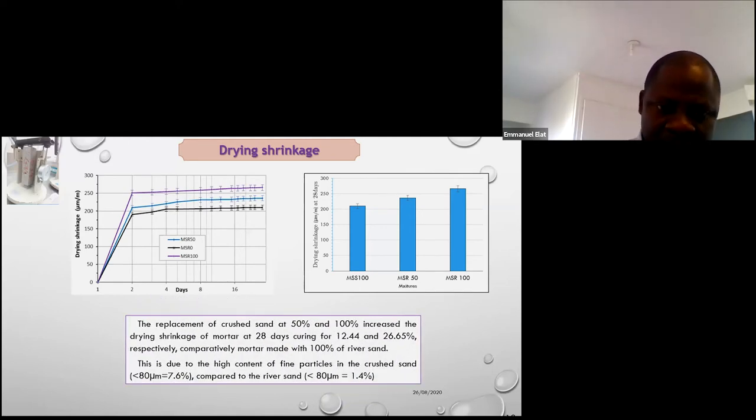We can say that the replacement of river sand with crushed sand at 50% and 100% increases the drying shrinkage of mortars at 28 days of curing by 12.44 and 26.65% respectively, compared to mortar with 100% river sand. This is due to the content of fine particles in the crushed sand. The more fine particles we have in the mortars, the higher the drying shrinkage is.